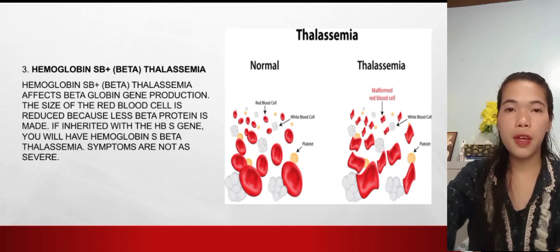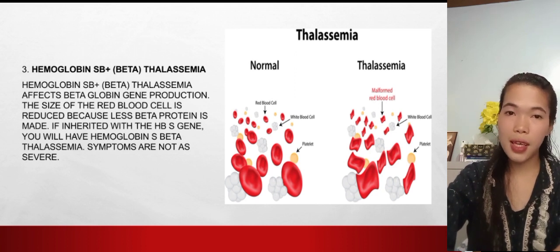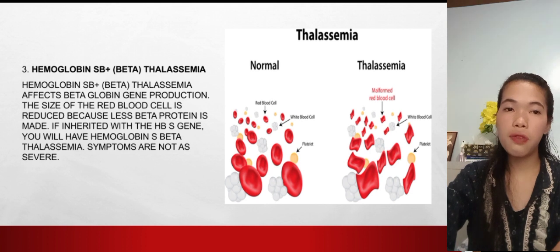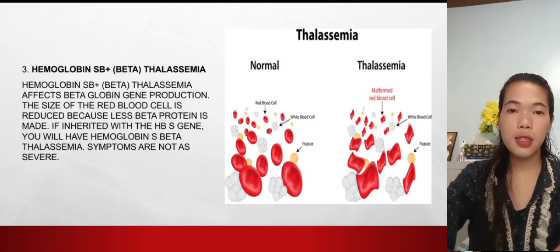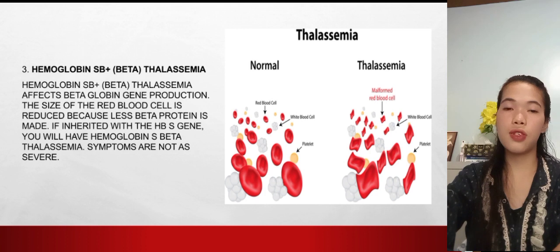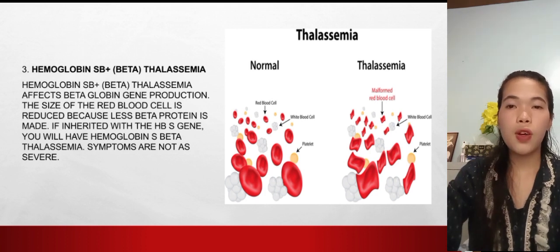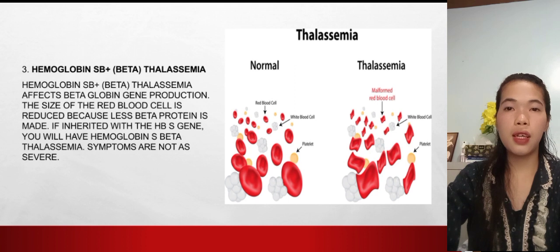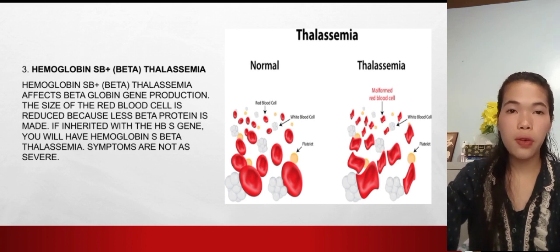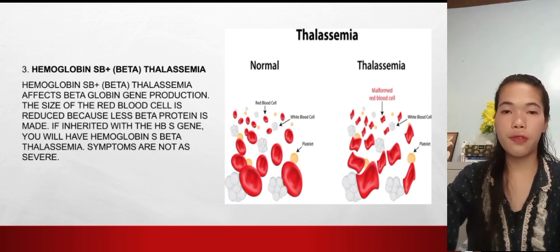The third one is hemoglobin S beta plus thalassemia. Beta thalassemia affects beta globin gene production and the size of red blood cells. If inherited with the hemoglobin S gene, you will have hemoglobin S beta thalassemia. Symptoms are not as severe. Some problems can include low red blood cell count, pain, and risk of infection.